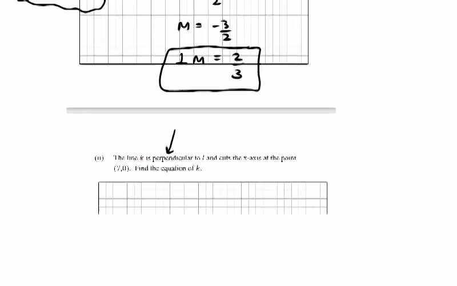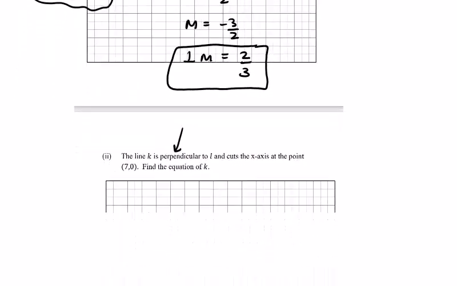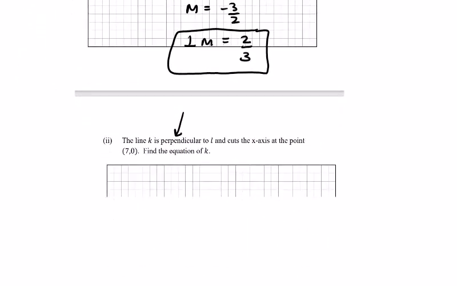So what are we told? We're told L is this line with a slope of 2 over 3. K is perpendicular to L, so we have a slope, and cuts the x-axis, so we have a point. So we have our slope of 2 over 3. We have a point, and we're asked to find the equation. At this point, you should know y minus y1 is equal to m times x minus x1. You must have done 100 of these at this point. Y minus 0 is equal to 2 over 3 times x minus 7.